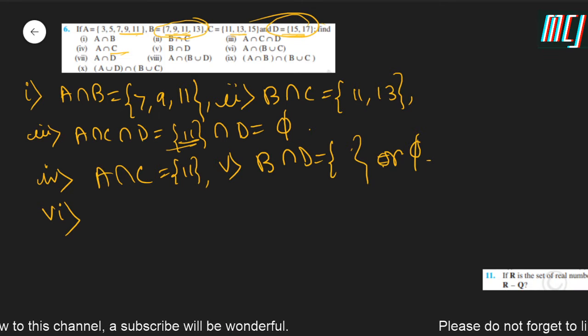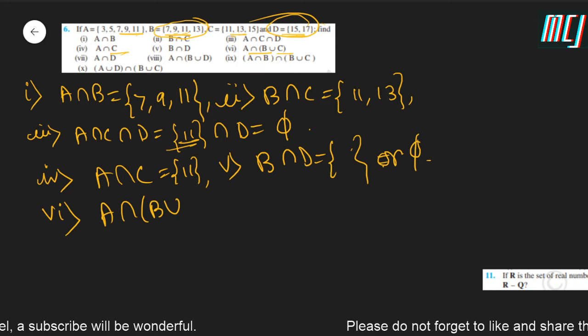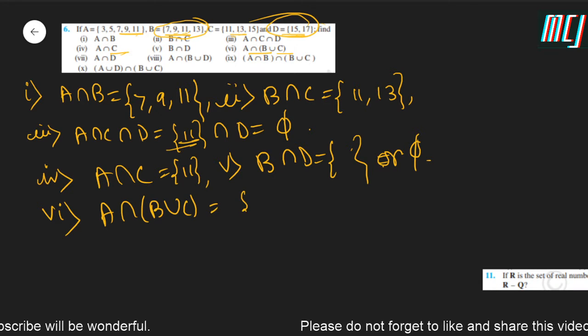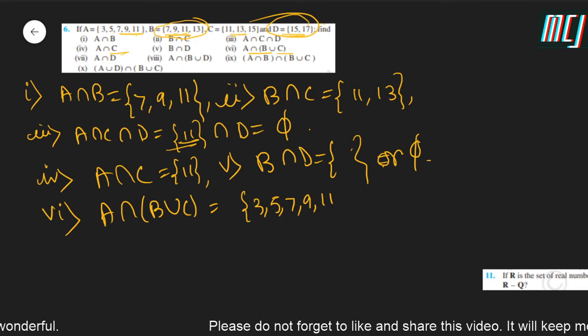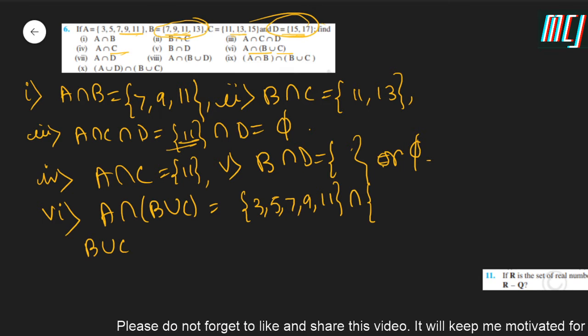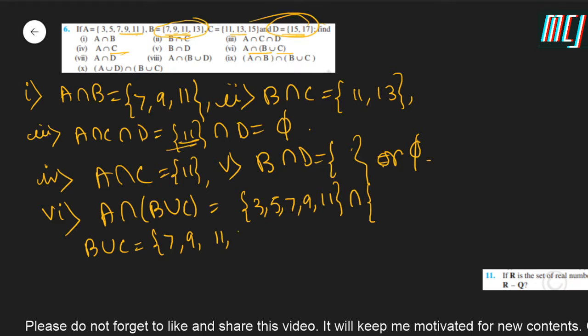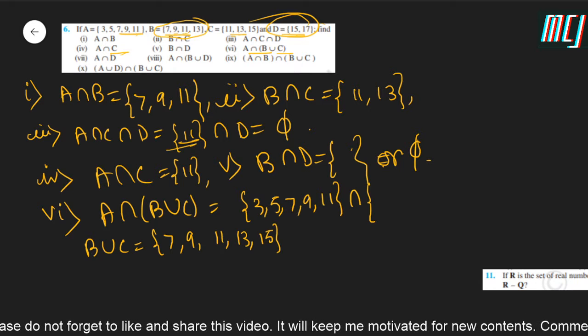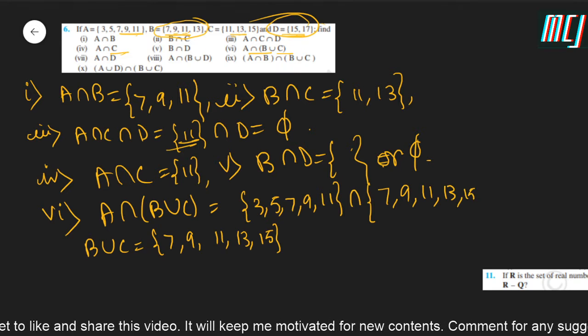Now the sixth one, here A intersection B union C. So, A intersection B union C. Now, A is what? 3, 5, 7, 9, 11. Intersection. So, we will find first B union C. B union C is equal to 7, 9, 11, 13 and 15. Okay. So, 7, 9, 11, 13, 15.